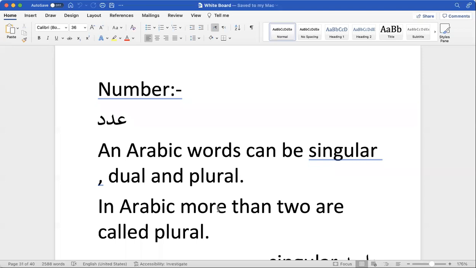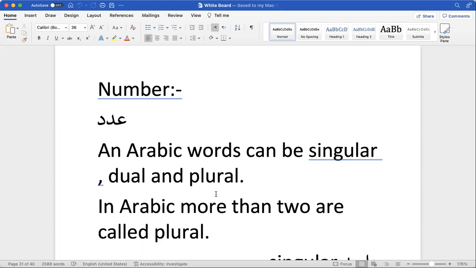So we were discussing number. This is the second property of ism, right? Number means, in Arabic, adad. So as in English, we have words which are singular, which are plural, which are dual, right? In Arabic language also we have words which are singular, which are dual, and which are plural.